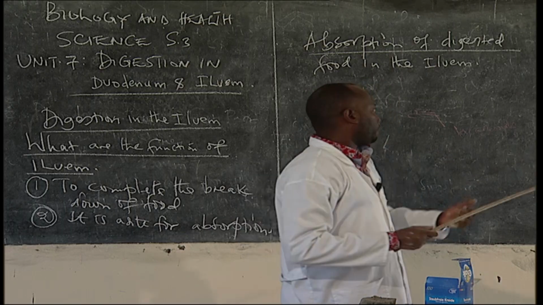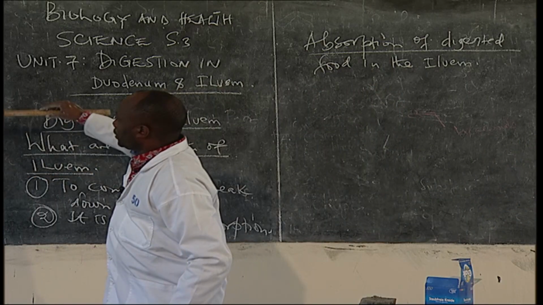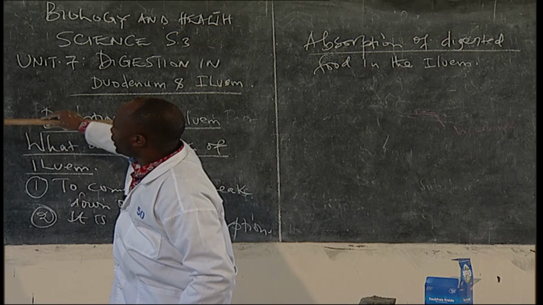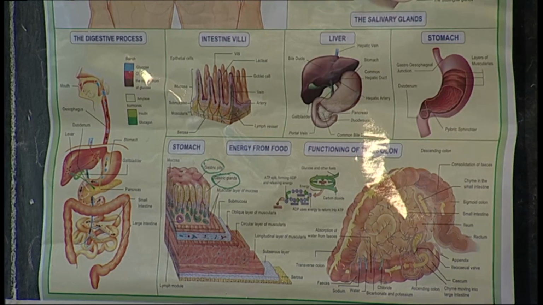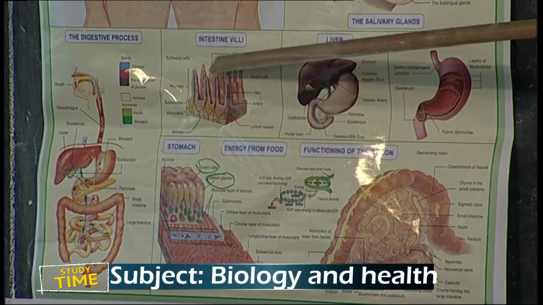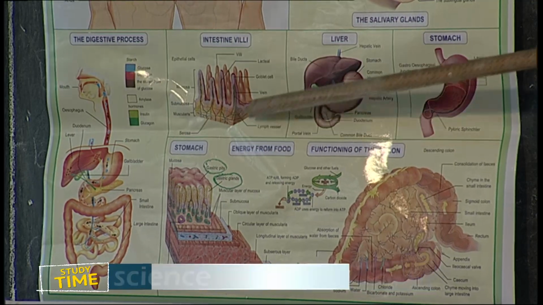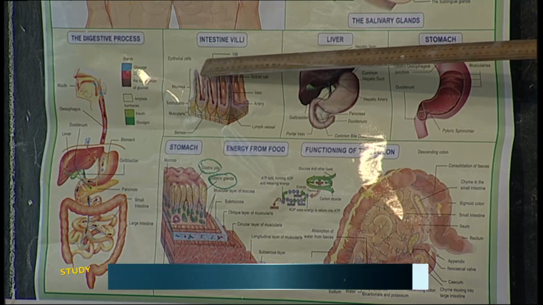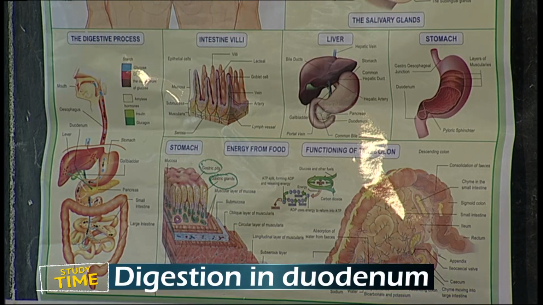There are a number of adaptations. Before we talk about them, try to check the diagram. This is the intestinal villi. We normally find that in the duodenum there are also some villi. In the ileum, there are villi. They are called finger-like projections. These finger-like projections are very important to facilitate absorption of food.